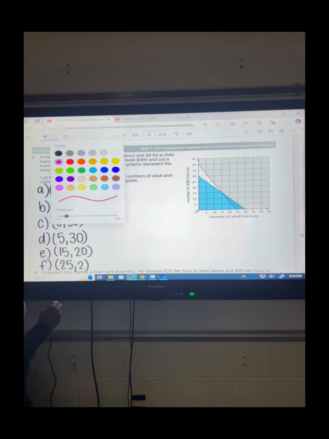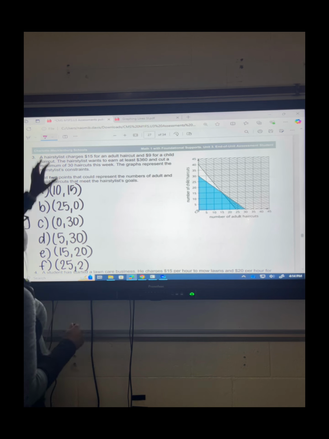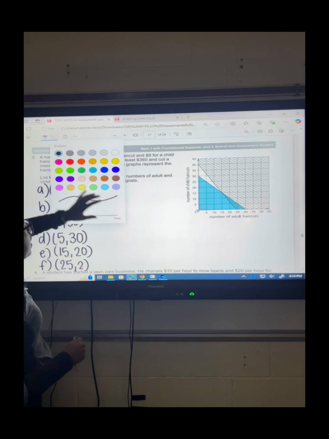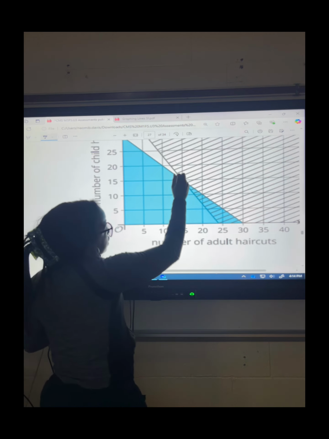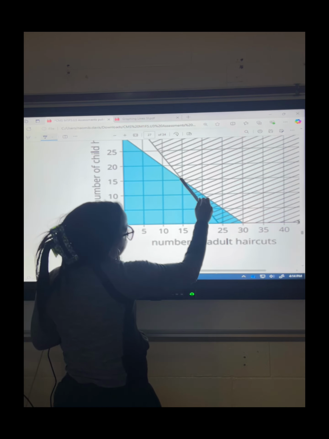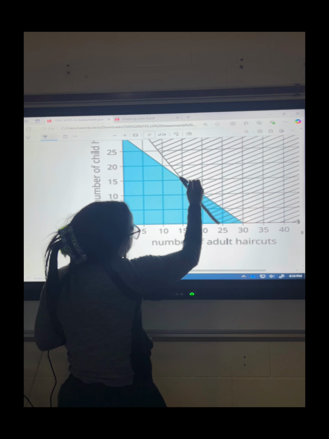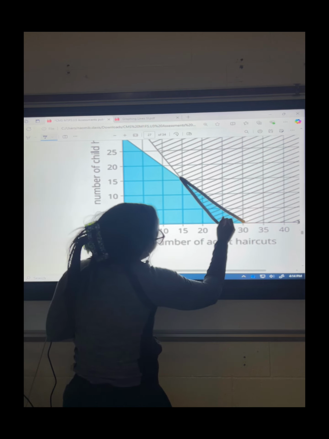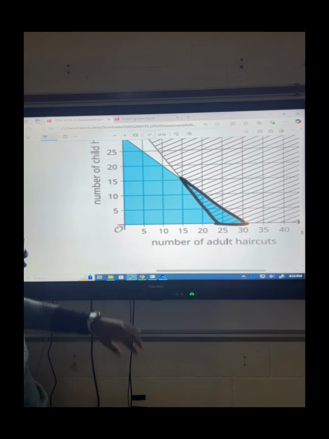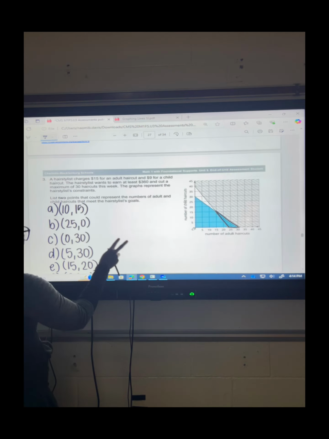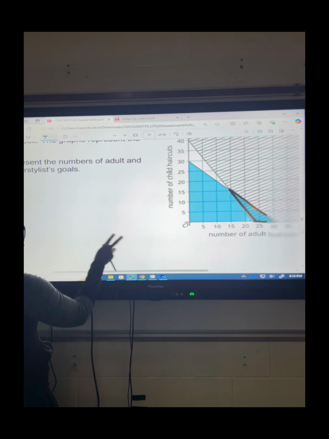Remember, if you want a solution to a system of equations, I'm only going to pay attention to the points that are in this area. Because this is where both my lines cross. If it's not in this little bitty triangle right here, it's not a solution to both of them, okay? You should have your study guide. So look at your study guide.